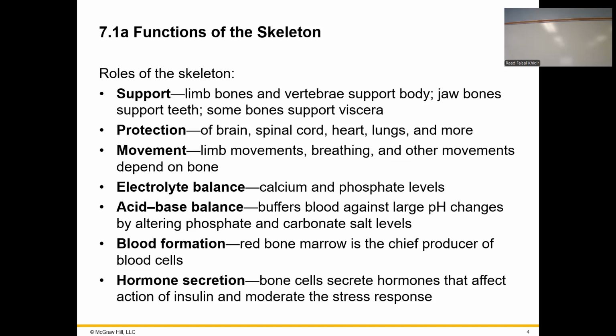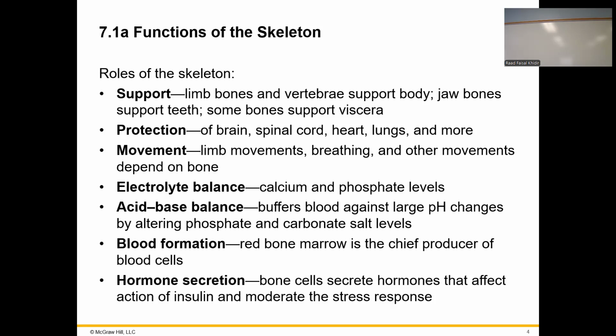And then you have to lastly understand that the bone tissue is important for secreting hormones. So you have to understand that the bone cells secrete hormones that affect insulin, and they moderate the stress response. So you see this hormone, erythropoietin. Erythropoietin is secreted from the kidneys after it is sensed that there is a drop in oxygen level, and then that would communicate between the kidney, the urinary system, and the bone.